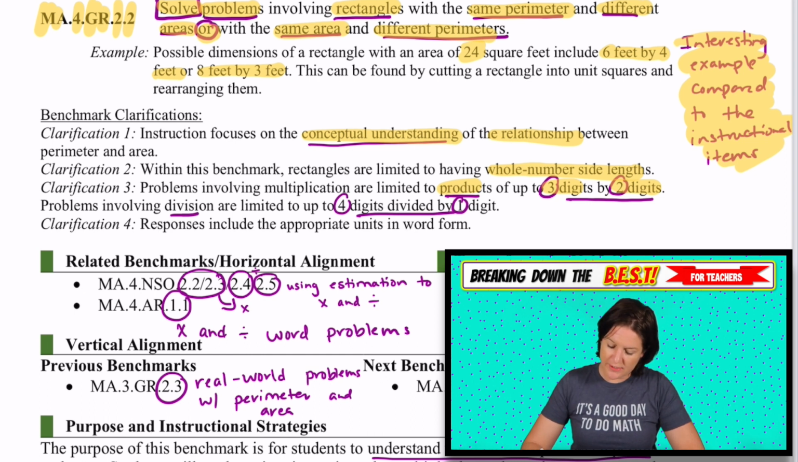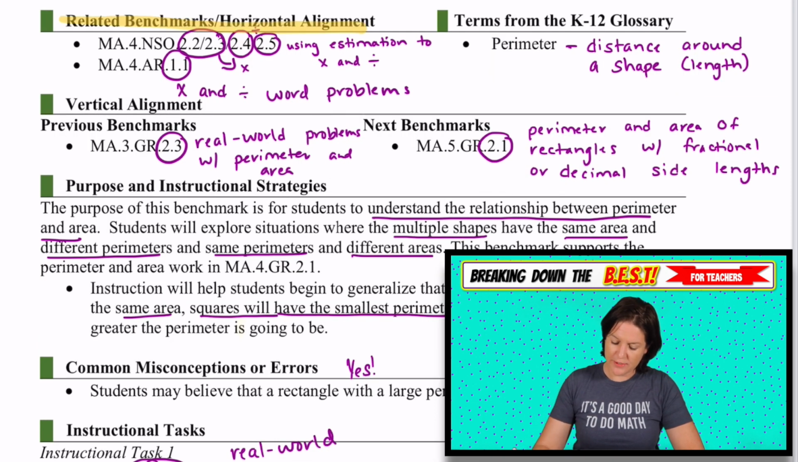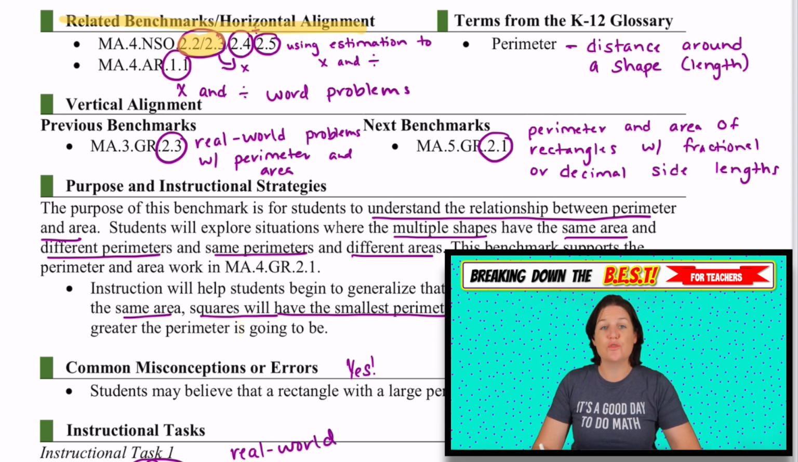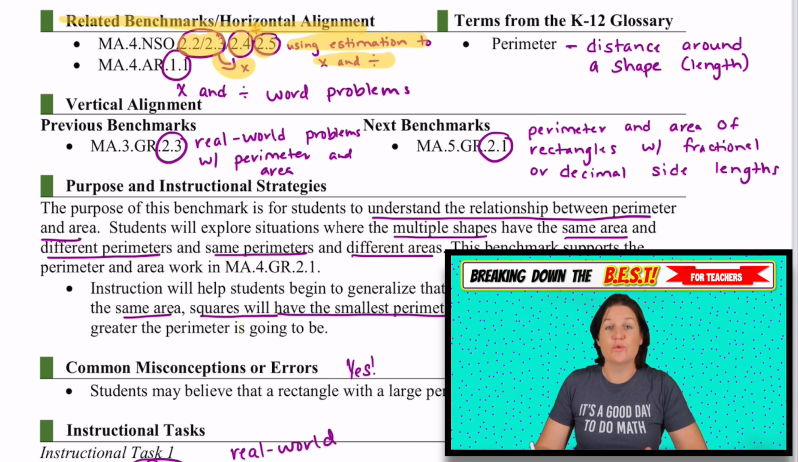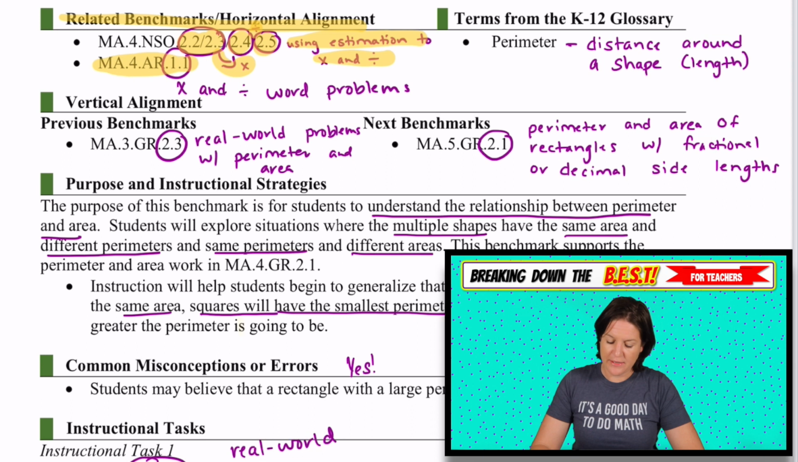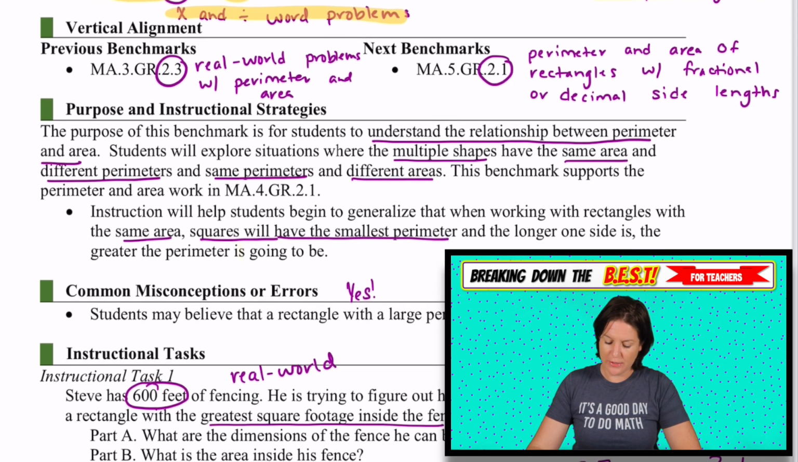We already talked about the products, and then if we have anything with division, that would be 4 digits divided by 1 digit. With related benchmarks, we've got NSO.2.2 and 2.3 for 4th grade. Those are our multiplication standards. 2.4 is the division standard, and 2.5 is using estimation to multiply and divide. MA.4.GR.2.2 is the multiplication and division of word problems. We will definitely have word problems in this setting, so that definitely applies. Students need to know perimeter is the distance around a shape or the length around it.